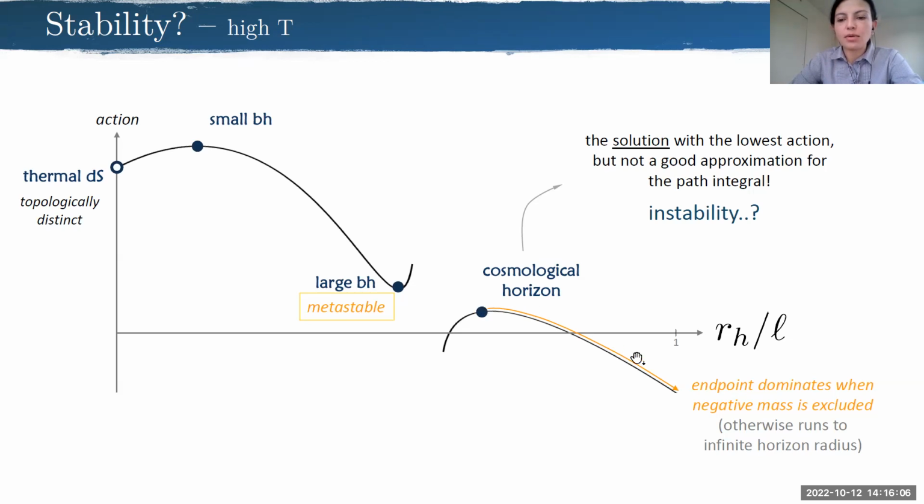And there is an instability that runs the system towards the endpoint. So actually this endpoint is the configuration that dominates the path integral if we exclude the negative mass configurations. So this is the lesson that we learned here, that focusing on the stationary points is not enough. Maybe there are endpoints in the configuration space that are actually dominating over the stationary points.